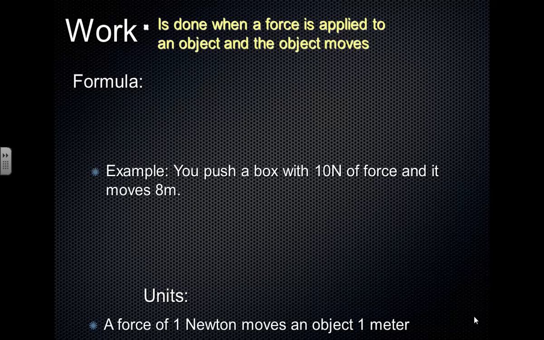If I'm talking about lifting my keys, I lift them this much, I've done a certain amount of work. If I lift them this much, I've done a different amount of work. I've done more work now than when I do this. So work requires two variables: the force applied and the distance. We abbreviate that W equals F times D. Work equals force times distance.